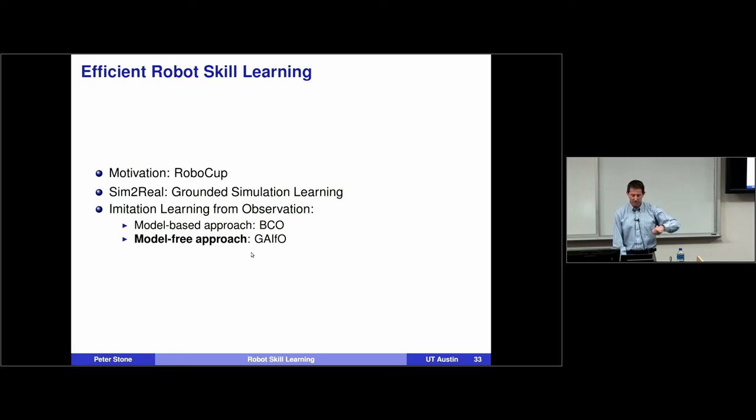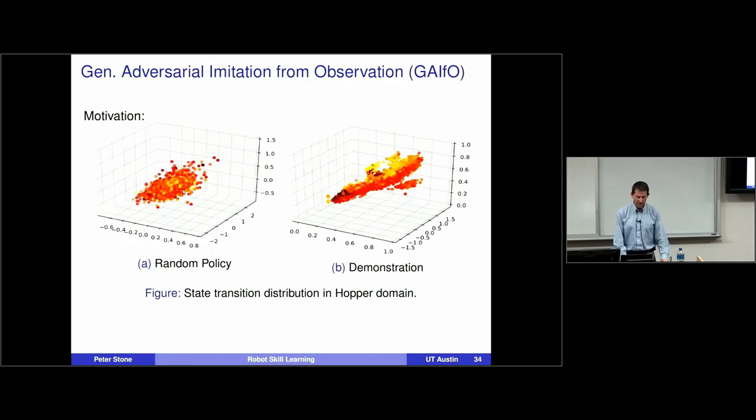Rather than building this model and learning the inverse dynamics model, we use a method known as generative adversarial imitation from observation. This is motivated by, again, the observation that the distribution of transitions you see from a random policy and the demonstrator are distinguishable. These graphs are four-dimensional, three axes and the fourth dimension in color, showing the state and next state transitions for just two joints in the Hopper domain. It shows that there's a different distribution of transitions from these policies.